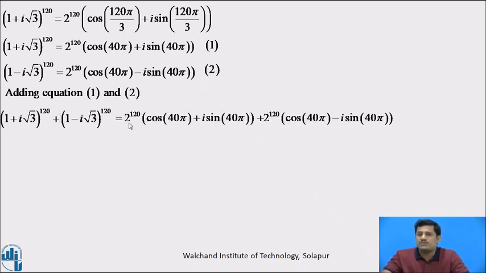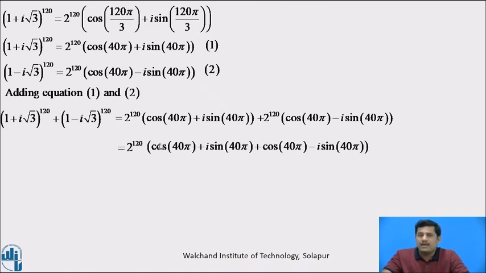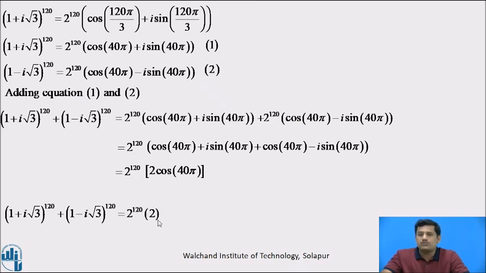Now from these two equations, we can take 2 raised to 120 common and write the remaining terms inside the bracket. Now cancelling the plus i sine 40 pi and minus i sine 40 pi and adding cos of 40 pi, we get 2 raised to 120 into 2 times cos of 40 pi. See, this 40 is an even number and we know that cos of an even multiple of pi is 1. So it is 2 into 1, which is simply 2. So it is 2 raised to 120 into 2, and that is 2 raised to 121.